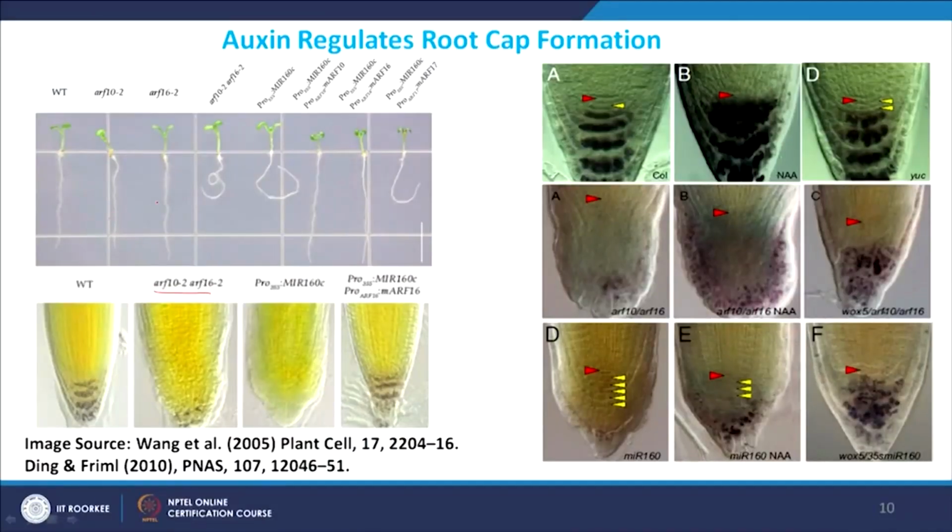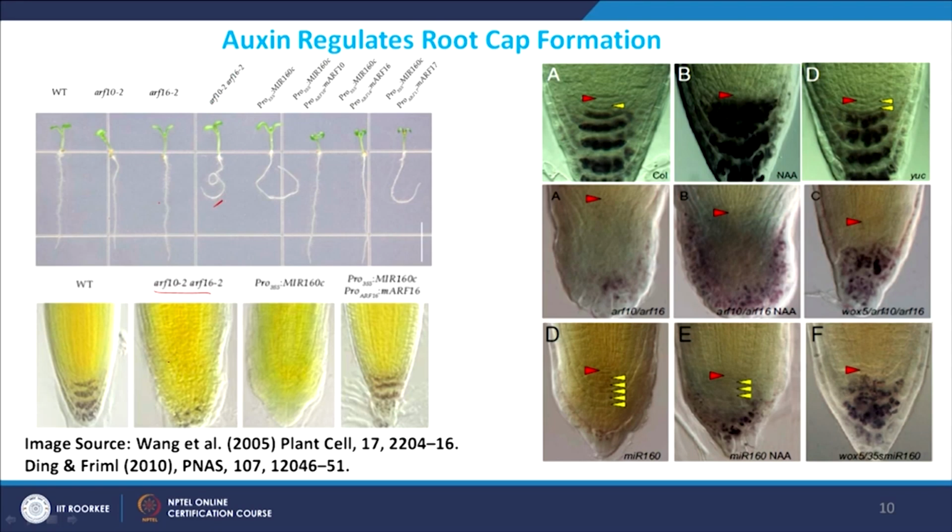If you look in more detail at how auxin regulates root cap formation, there is other evidence. So, basically these are auxin response factors, a class of transcription factors which regulate processes downstream of auxin signaling. And if you mutate auxin response factors, in a single mutant you do not see much phenotype, but when you make a double mutant of auxin response factor 10 and 16, you see that there is a defect in root growth.